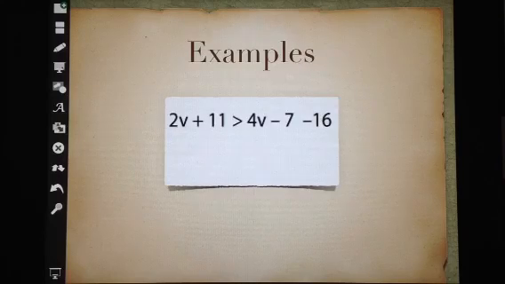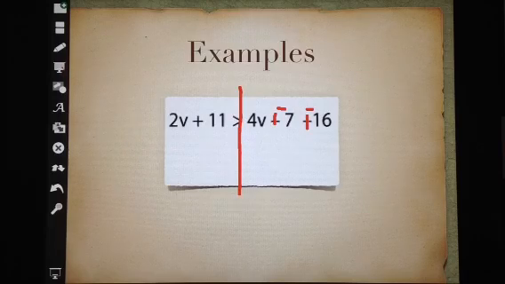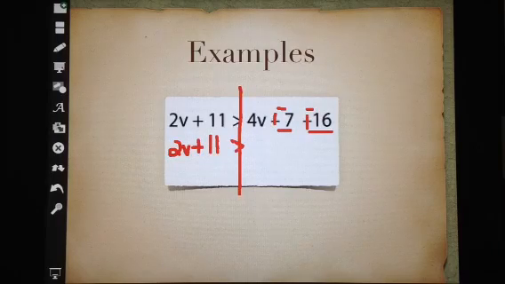This example, a little bit more complicated. We're getting to the variables on both sides, things that we've been doing. So again, I can draw my line. I'm going to do some change. I'm going to combine some like terms on this side first, so I'm going to bring down everything else. And negative 7 plus negative 16 equals negative 23, so I'm going to put plus negative 23.